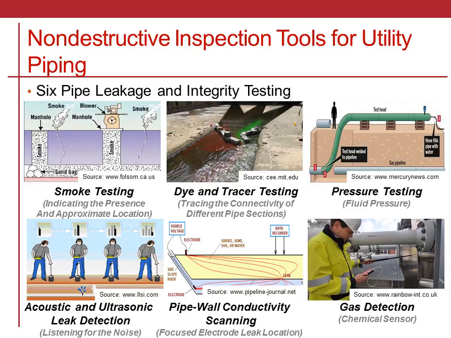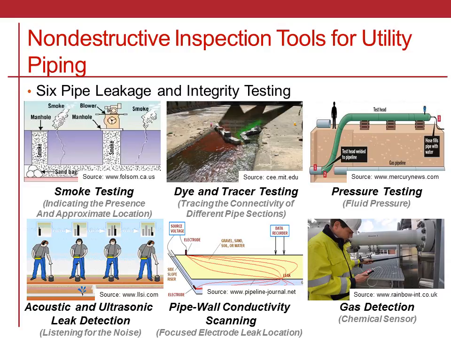The second method is dye and trace testing. This method is performed to trace the connectivity of different pipe sections, or leakage out of or into a pipe network. This method is typically more labor-intensive than the smoke test, but it gives better and more verifiable results.